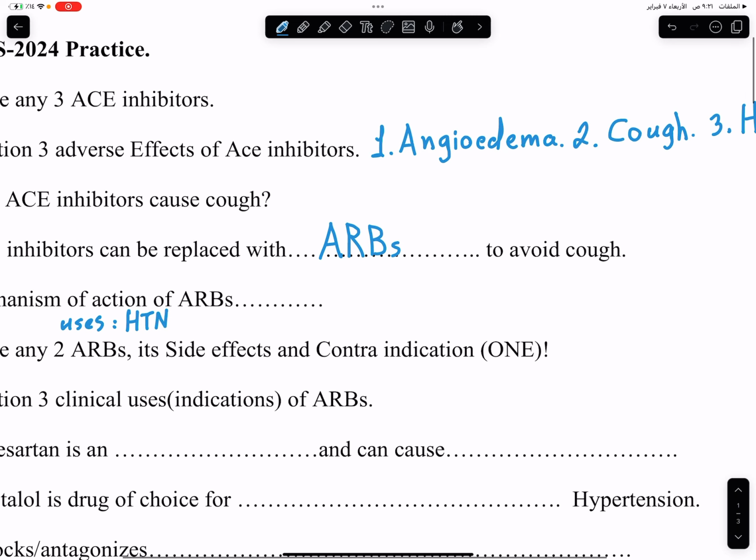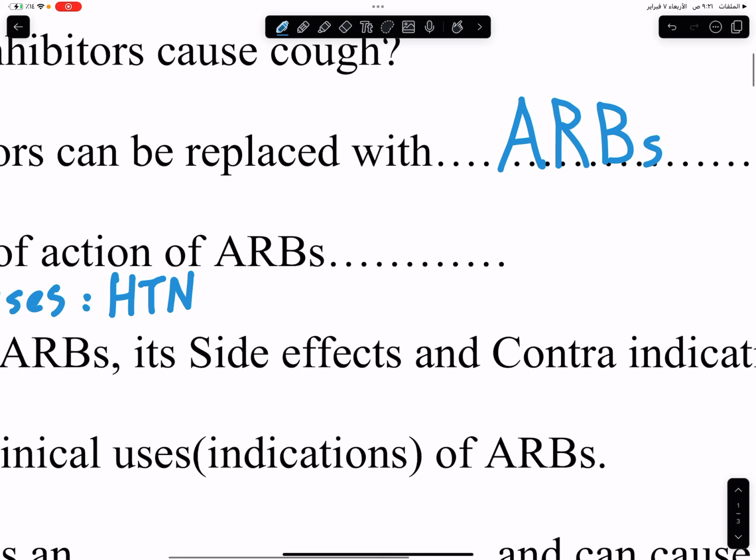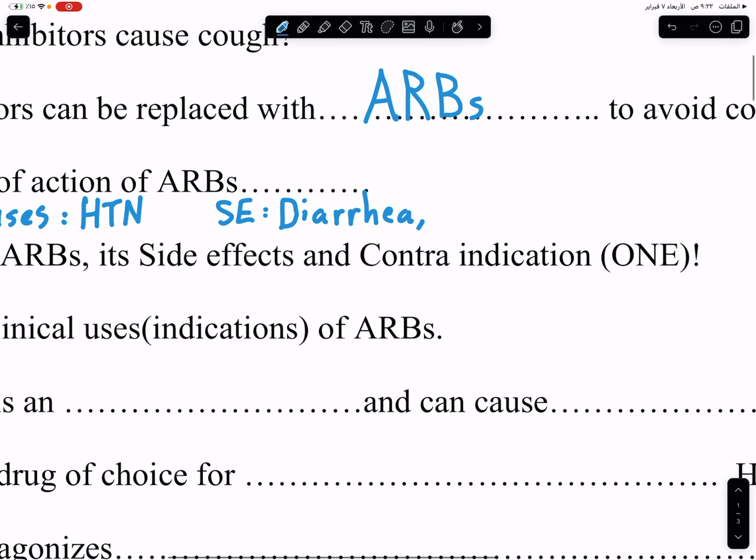Diarrhea, one. Two side effects. Olmesartan associated enteropathy, that is diarrhea, that's what he said. Olmesartan associated diarrhea. What else?